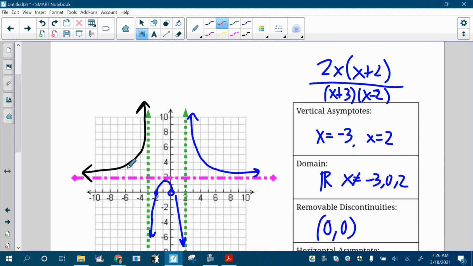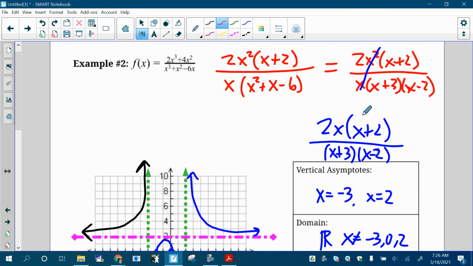Next, I looked at this canceled version and I said, oh, I'm still going to have some vertical asymptotes. I still have some stuff in the denominator that could be 0. When is x plus 3 0? At negative 3. When is x minus 2 0? At 2. And so I put in a vertical asymptote at negative 3 and a vertical asymptote at 2.